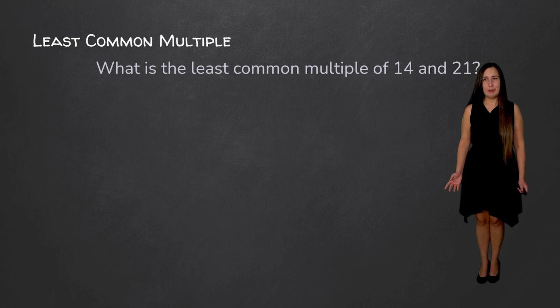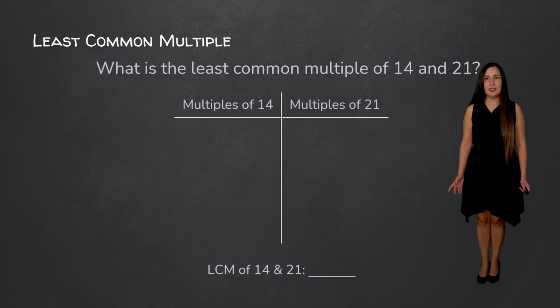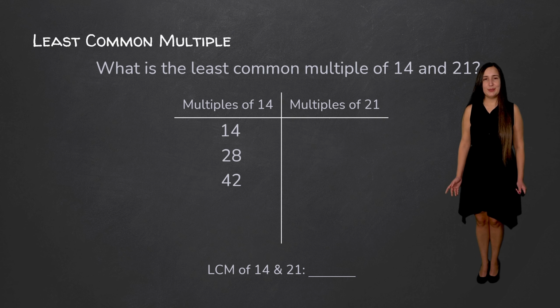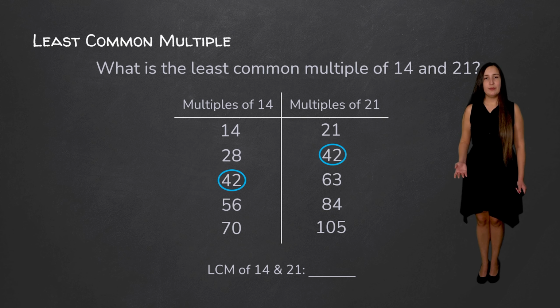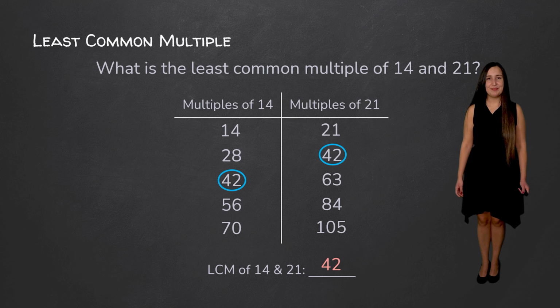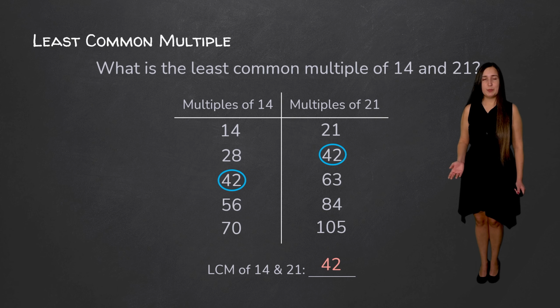Alright, now let's try an example in table form. What is the least common multiple of 14 and 21? So let's make a table. Our multiples of 14 are 14, 28, 42, 56, and 70. Alright, so let's list out some for 21. We have 21, 42, 63, 84, and 105. And notice that they both have 42 in common. This is the first multiple that they have in common, and therefore this is our LCM. Alright? And be mindful that they have other multiples in common, however, we are looking for the smallest one.